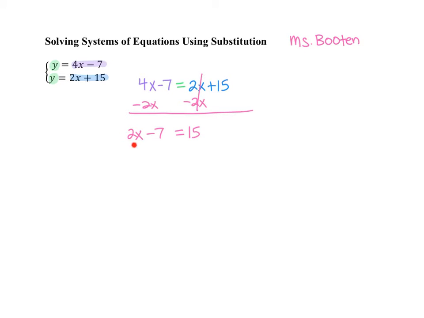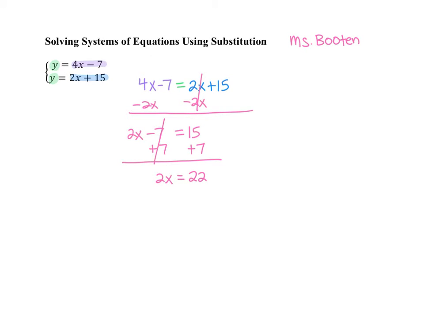Now all the variables are on the left side, so leave that term alone and get rid of everything else. To get rid of the minus 7, we're going to add 7 to both sides. Again, that's going to zero out that term and leave us with just 2x on the left side equals, and then 15 plus 7 is 22.